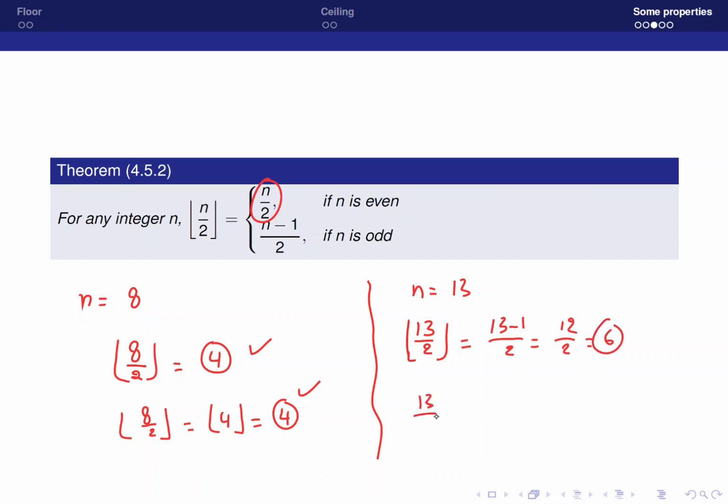Well, is that true? This is what the theorem says. Let's calculate with another strategy. 13 divided by 2 is going to be 6.5. And what is the floor of 6.5? The largest integer that is smaller than or equal to 6.5 is 6. So again, the theorem seems to have worked. So it seems that this theorem is in fact true. And now we need to try to prove the theorem.